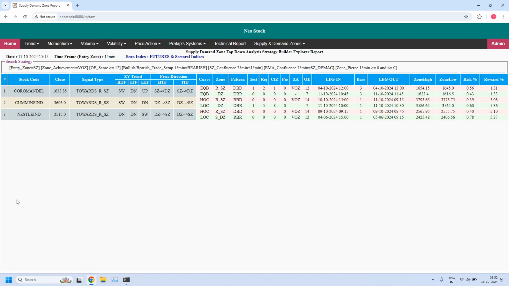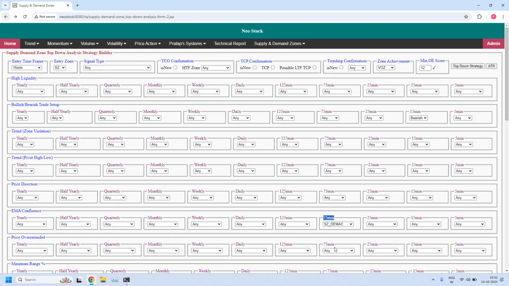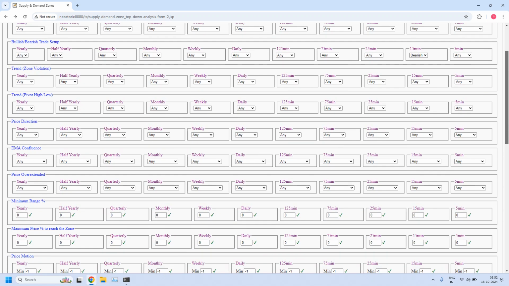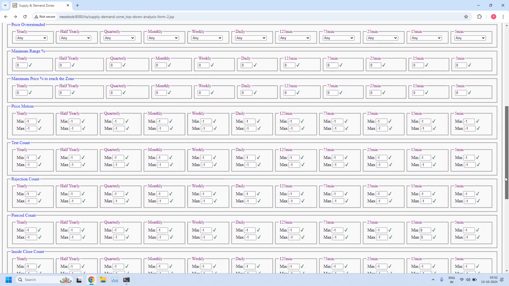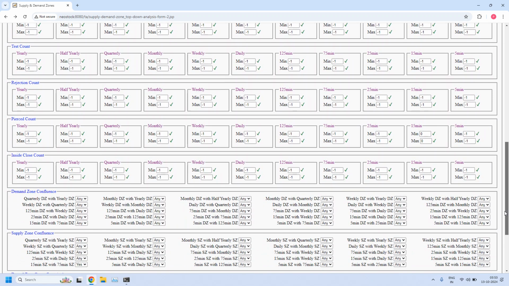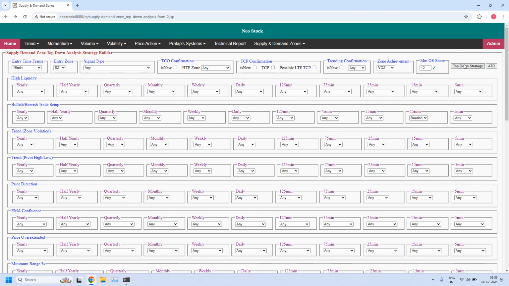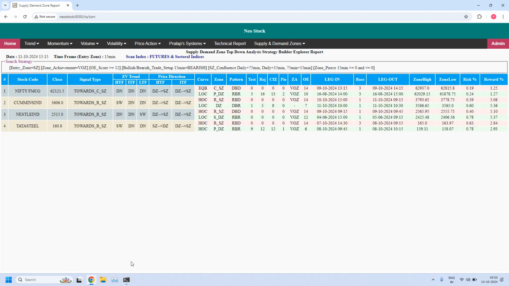Okay, next high probability setup, let us look for LTF, ITF and HTF confluence. For that, we have to remove this EMA filter. Removed it. Now in the supply zone confluence, we already enabled 15 minute supply zone with 75. For HTF confluence, we need to look for 2 more filters, 15 minute supply zone with daily supply zone confluence, and also 75 minute supply zone with daily supply zone confluence. With all the 3 filters, LTF, ITF, HTF confluence stocks are filtered.